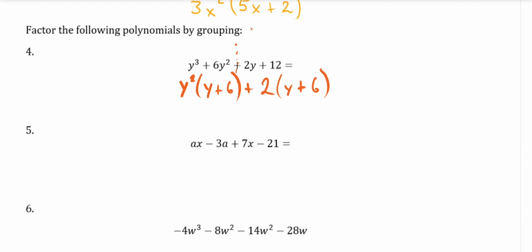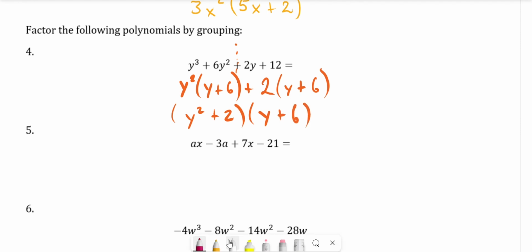So the way that we know that factoring by grouping is going to work is if I have repetition of a term inside these parentheses here, you can see both of them have a y plus 6. So we could factor that out as well. Factoring out the y plus 6, we wind up with y squared plus 2 times a single y plus 6.